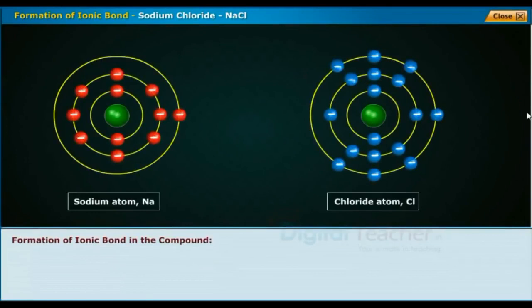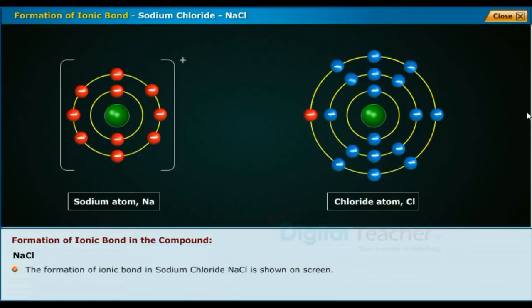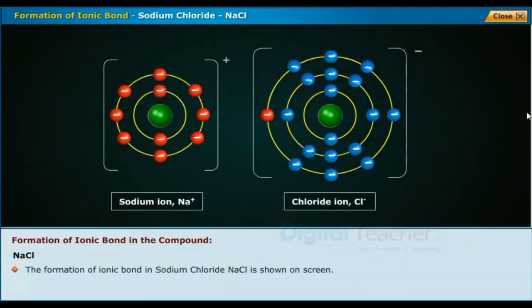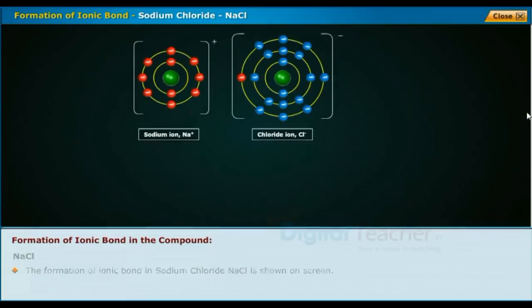Formation of ionic bond in the compound sodium chloride. The formation of ionic bond in sodium chloride is shown on screen. One sodium atom transfers one electron to the chlorine atom and forms Na+ and Cl- ions. These ions get attracted towards each other and form the sodium chloride compound.